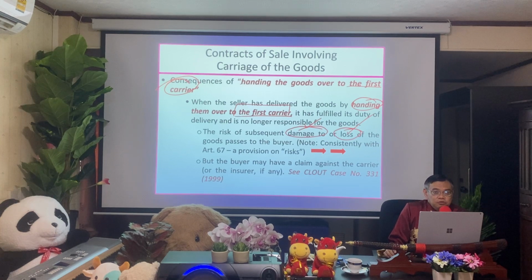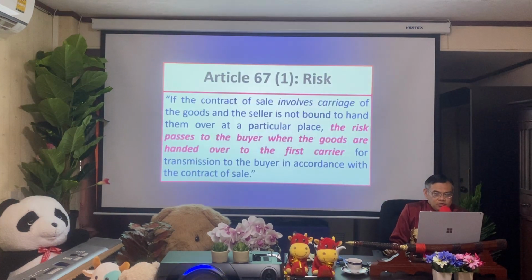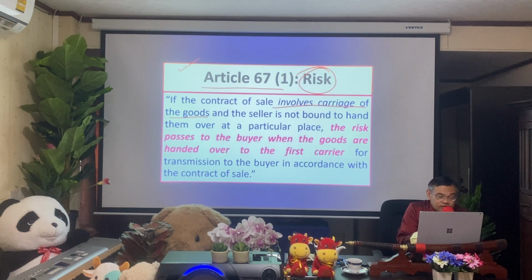That rule seems to be in line with the rule of passing of risk. If you look at the rules regarding the passing of risk, which is the rule contained in Article 67(1), you will see that the consequence will be in the same line. According to Article 67(1), if the contract of sale involves carriage of the goods, and the seller is not bound to hand them over at any particular place, the risk passes to the buyer when the goods are handed over to the first carrier.